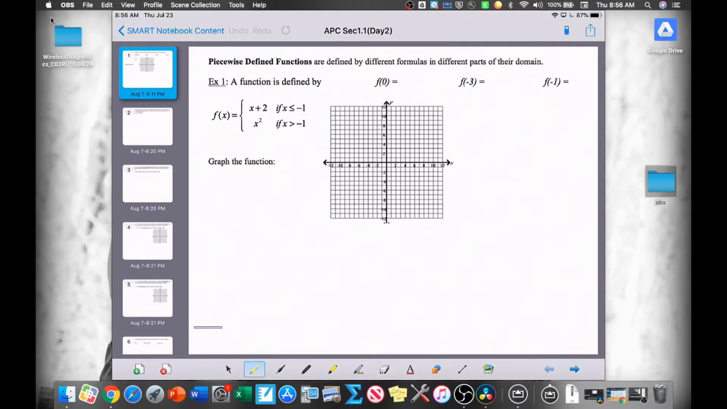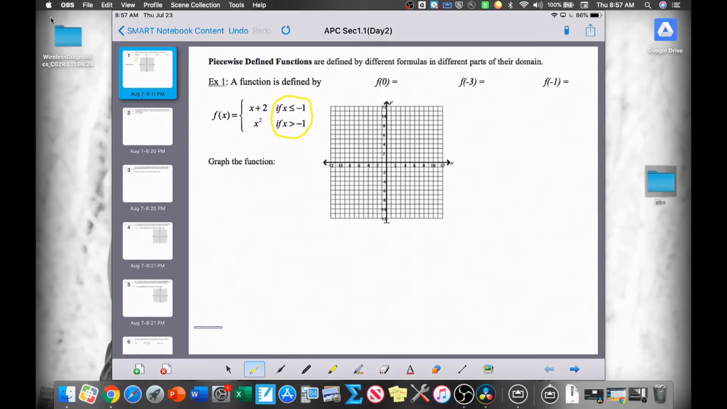Section 1.1, day 2. Today we're going to start our notes by talking about piecewise defined functions. And we have seen piecewise defined functions in different math courses before. What makes something a piecewise function is that there are different parts of the function that live on different parts of our graph, and where the function lives is defined by the domain part in the function. So what I'm talking about right now is this part right here, this if x is less than or equal to -1 or if x is greater than -1.